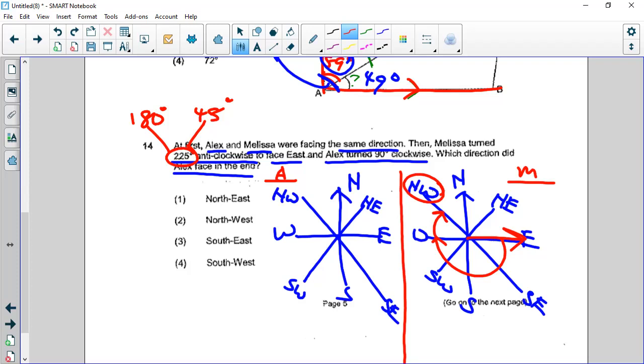Okay, so if Melissa faced northwest at first, then how about Alex? Alex must also face northwest at first. Am I correct? Then what did Alex do? Alex turned 90 degrees clockwise. So where did he face in the end? So he must be facing northeast in the end. So the answer is number 1.